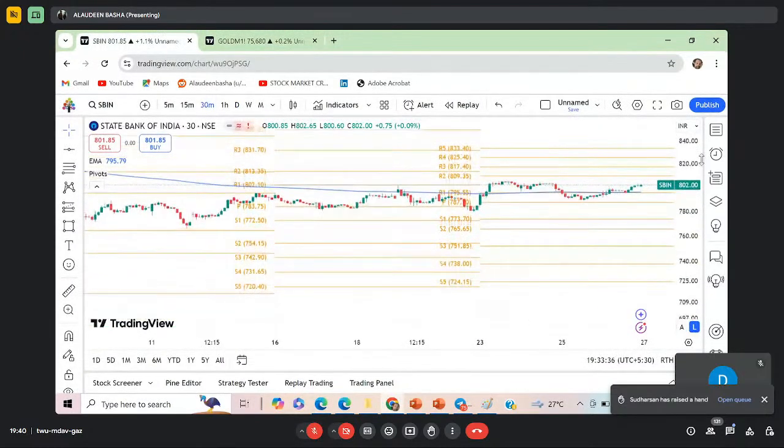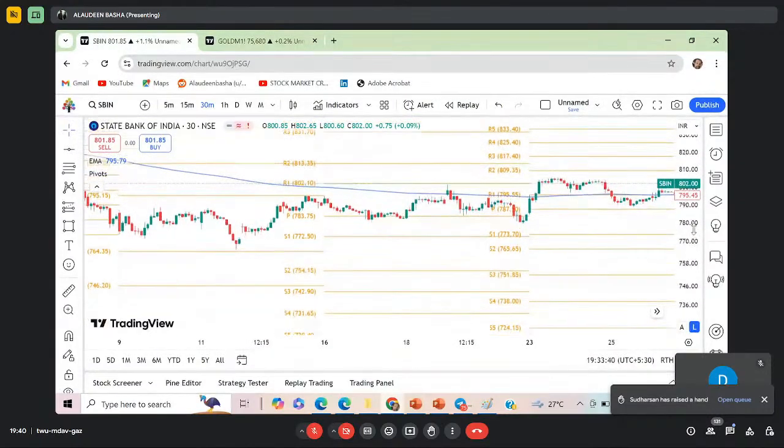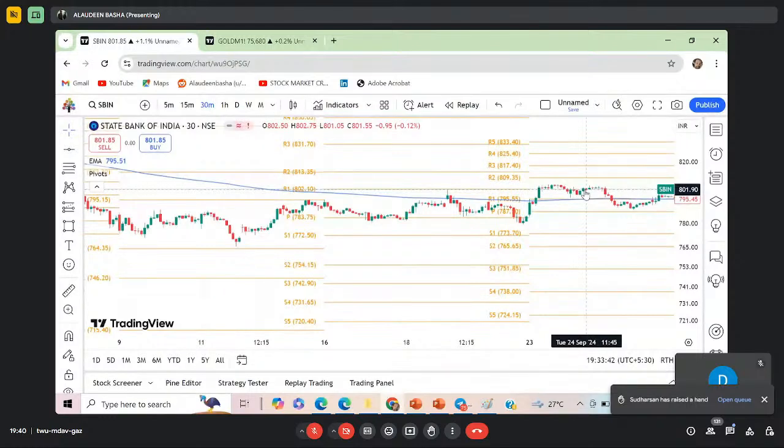Pivot point is not for freshers, because it will take some time to explain, with a lot of supports and resistances. So it is not for freshers. I think experienced traders are the ones who refer to the pivot point. Pivot point is not for freshers. Okay.